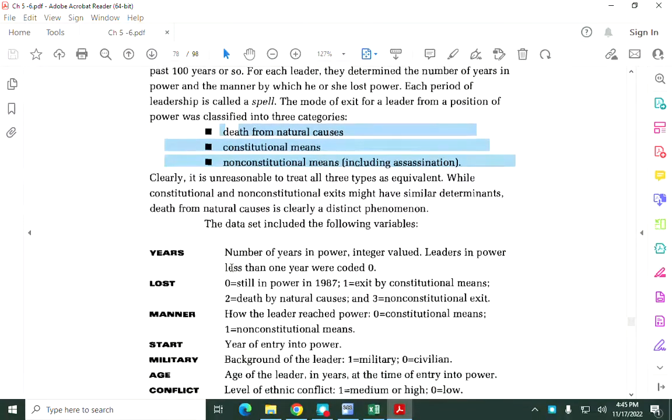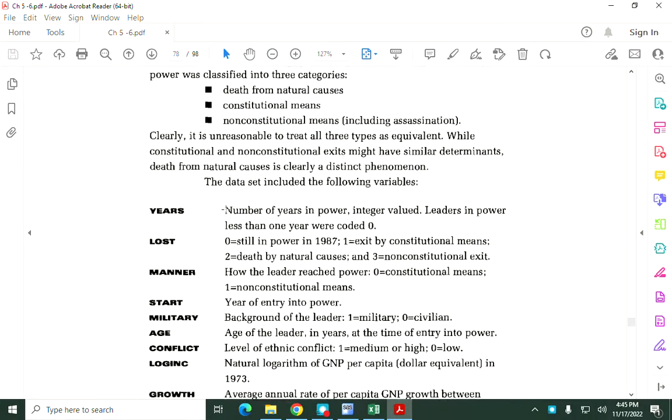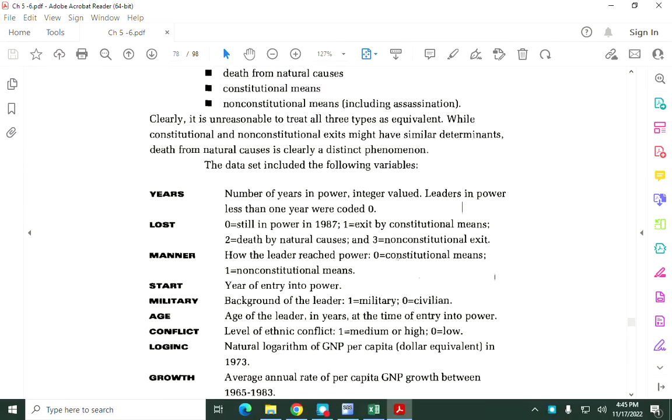And so for their survival time, they turn this into a regression. First, let's just look at a variable and see if that makes sense to you. Number of years in power. Do you think that makes sense? If someone has been in power longer, do you think it's better or worse for getting kicked out?